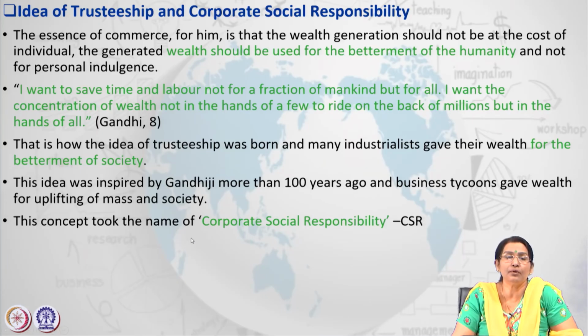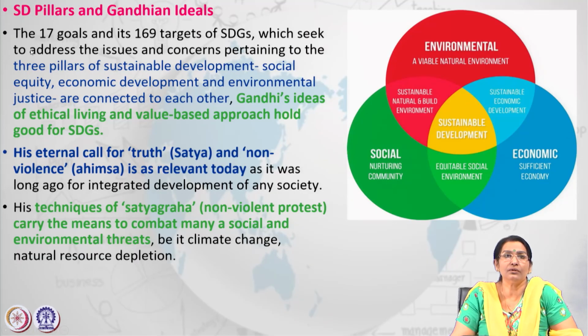From their profit, I think 2% they have to invest in the society for social development and community development, in any area of sustainable development, either health, education, environment, whatever. So, how these SDG pillars and Gandhian ideals can be perfectly blended. As you can see, Gandhi's ideas of ethical living, value-based approach, sustainable consumption and sustainable production automatically relate to our SDG goals.